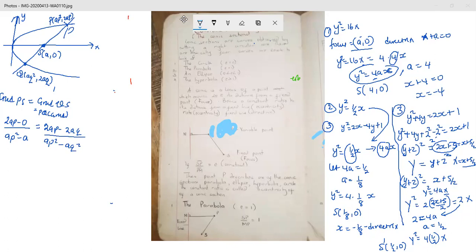So we can simplify 2ap over a into p squared minus 1 is equal to 2a into p minus q over a into p squared minus q squared.